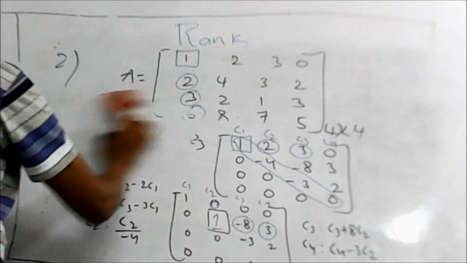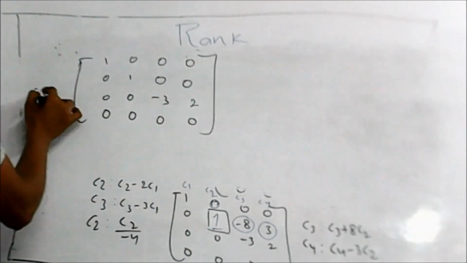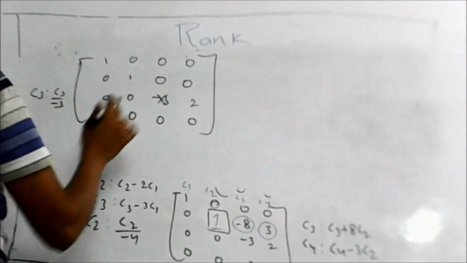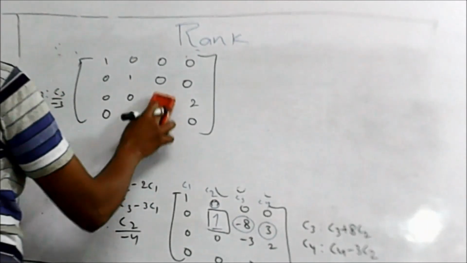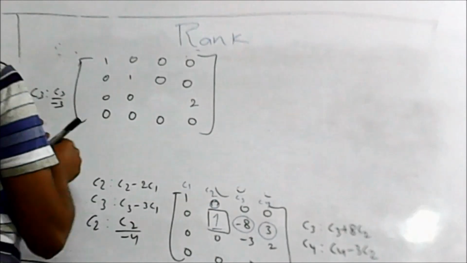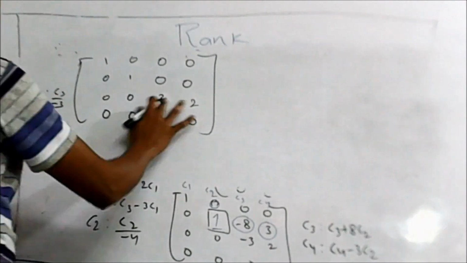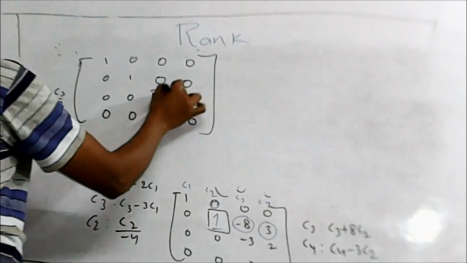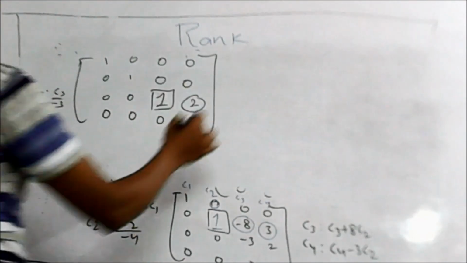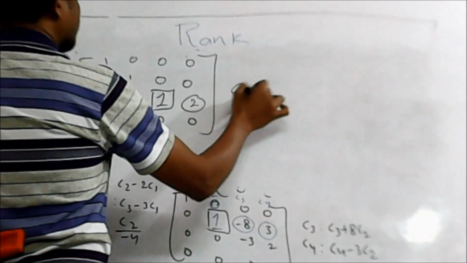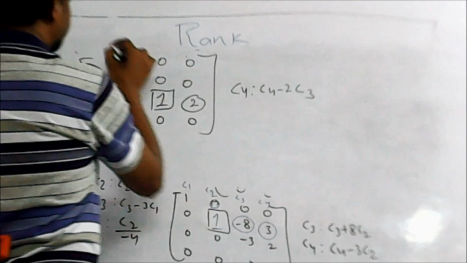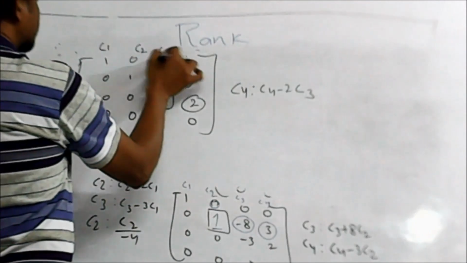Here I am writing here. We write C3 by minus 3. So it will become 1 simply. No need of writing another step. Simply you can divide it by minus 3. It will become 1. So use this diagonal element and make this one as 0. So what is that operation? C4 minus 2 times C3. Here C1, C2, C3, C4.